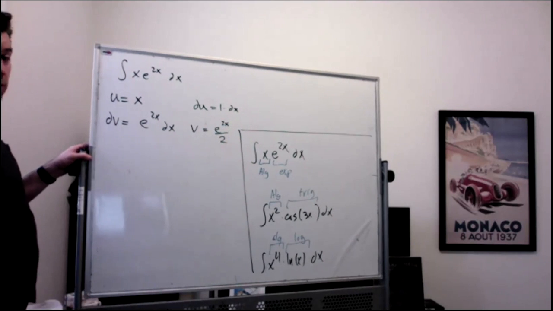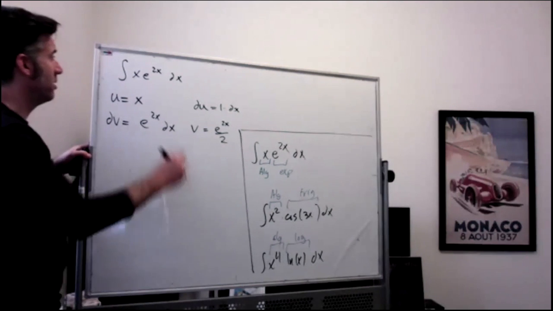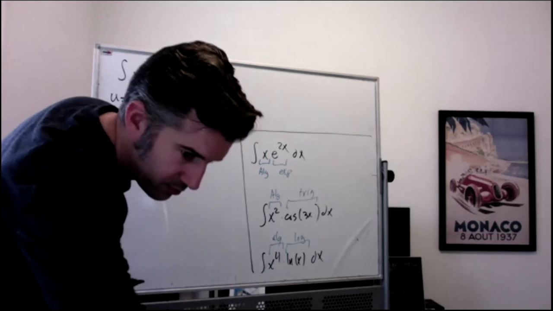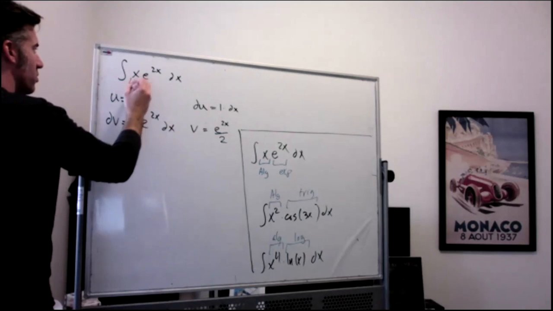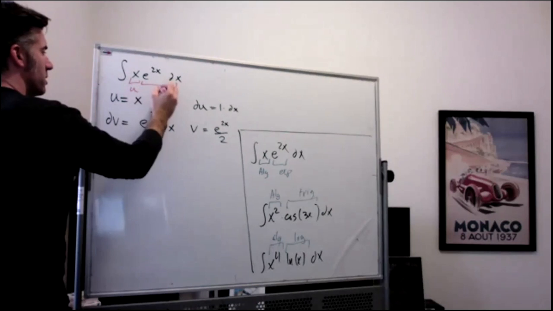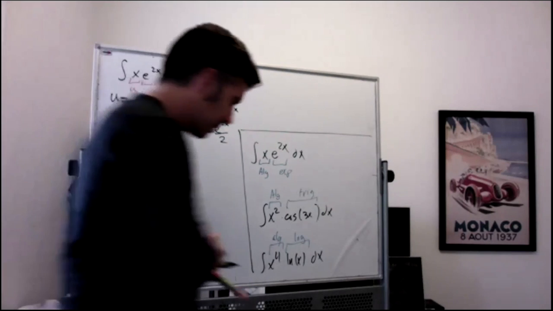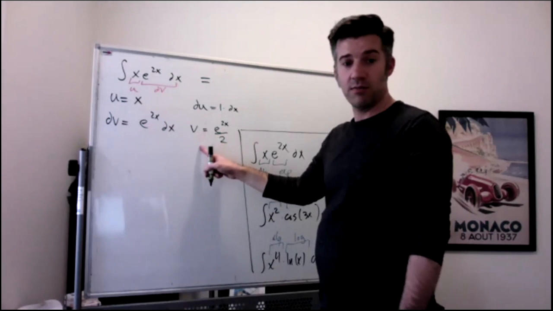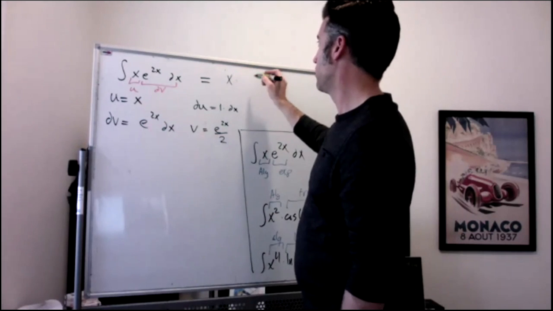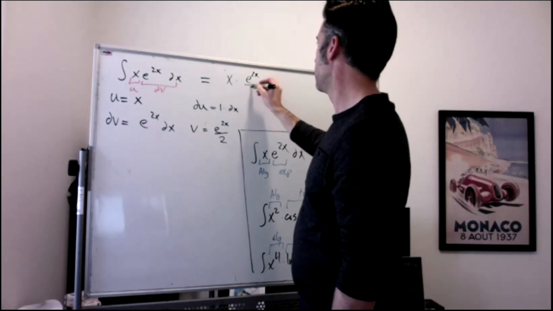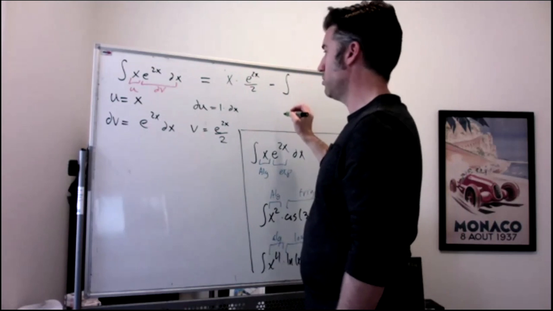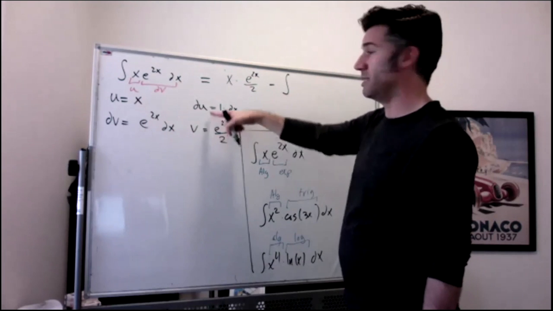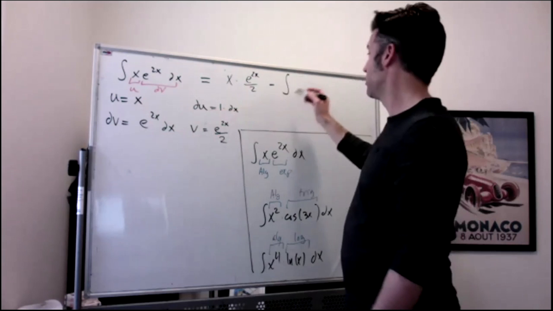And now we're going to throw everything into the formula. The integral of u dv, in fact, let's write it out here. The integral of u dv is equal to u times v minus the integral of v du. Sorry, I pointed the wrong thing.